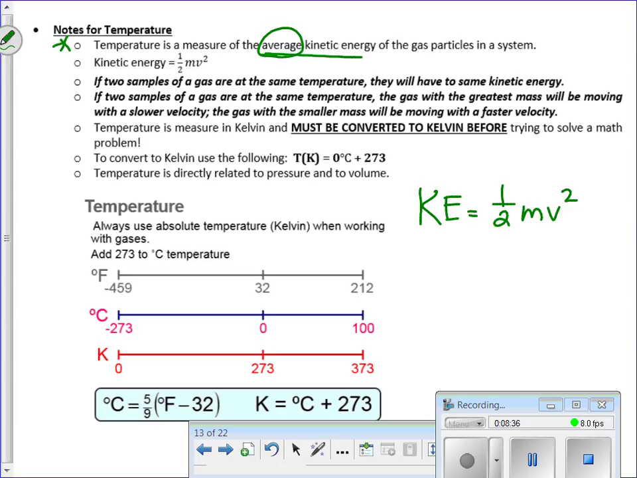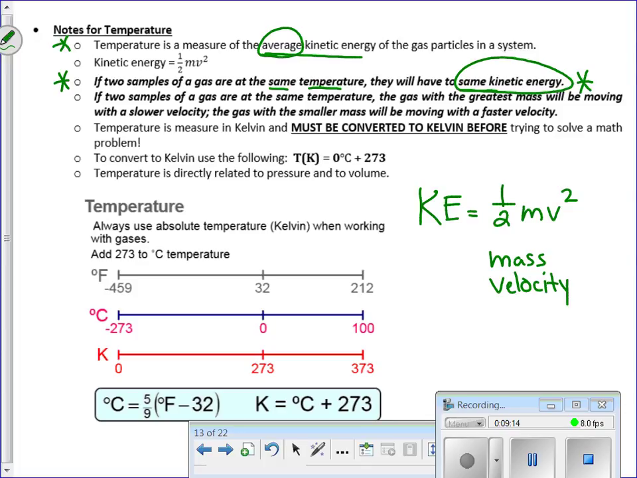So the amount of kinetic energy is dependent upon what the mass of the gas is and its velocity, how fast it's moving. Okay? We're going to talk about that in just a minute. If you have two different samples of a gas at the same temperature, because temperature is average kinetic energy, that means they will also have the same average kinetic energy. And that's super important for you to understand. If two gases, even if they're different gases, are at the same temperature, their kinetic energies will be the same.